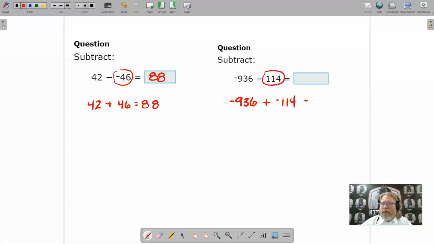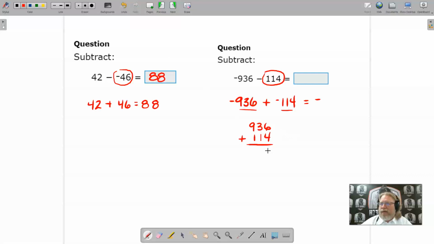And now since they're both negative, the answer is going to be negative. And since they're both the same sign, we're going to add these. So 936, 144, or not 144, 114, right? Here we go, 114. And remember, we're adding those.